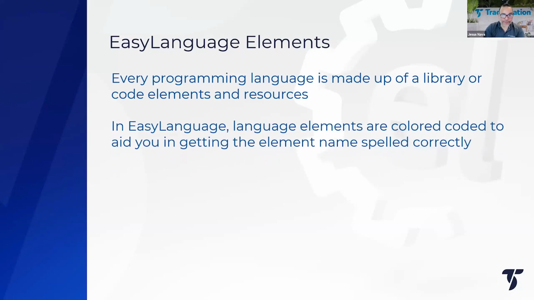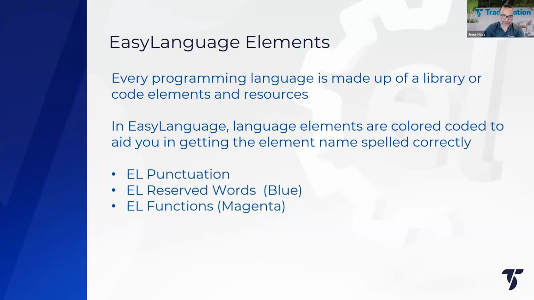One thing to help you in identifying what each one of these elements and resources is that most of the code that you type into a development environment is color coded. So it automatically applies a color based on the element that you're utilizing. If it's a reserved word, it'll be painted blue. If it's a function, it'll be painted magenta. And if it's punctuation, I think there's a default color for that. I think it's just black. But a lot of the items that you use in the language will take on a specific color by default.